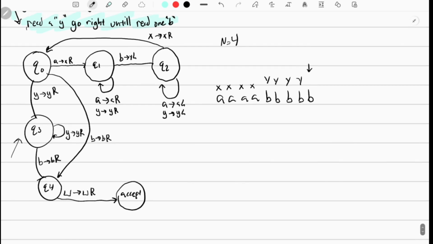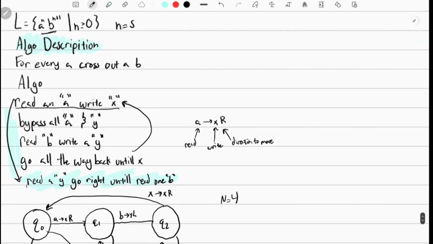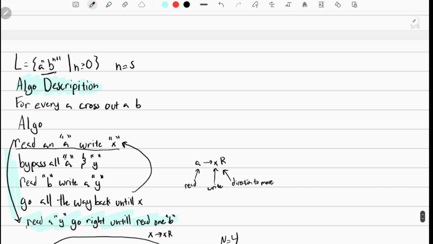So now we're sitting above the B. If you see a B, write a B, move to the right. So we're not really doing anything, we're just moving over. So now we're right here. We're at Q4. Q4 says if there's nothing there, no more characters, and it's just blank, we're done. So we pretty much go to the accept state. So this is the Turing machine for the language A to the n and then B to the n plus 1.